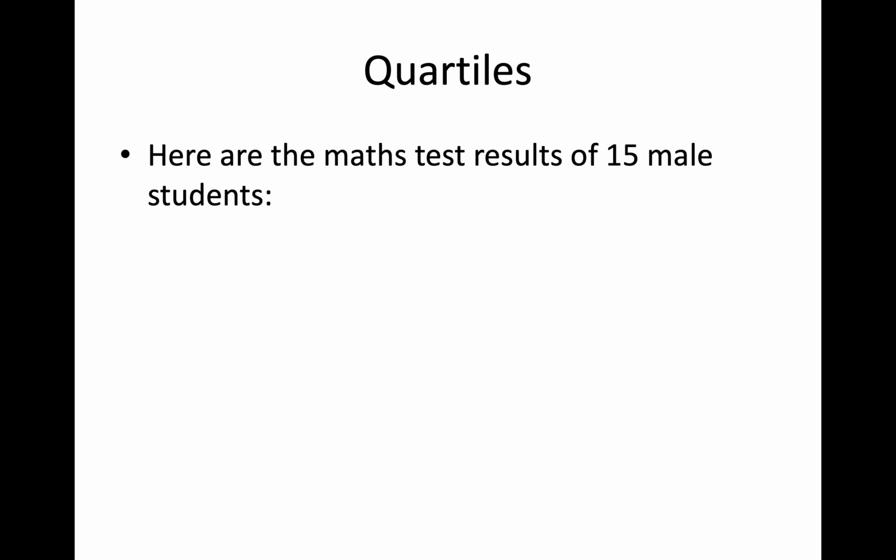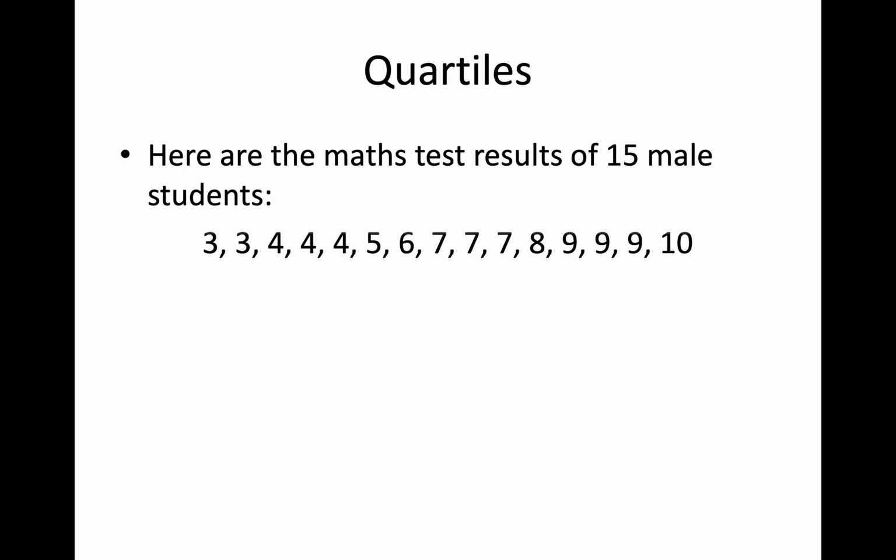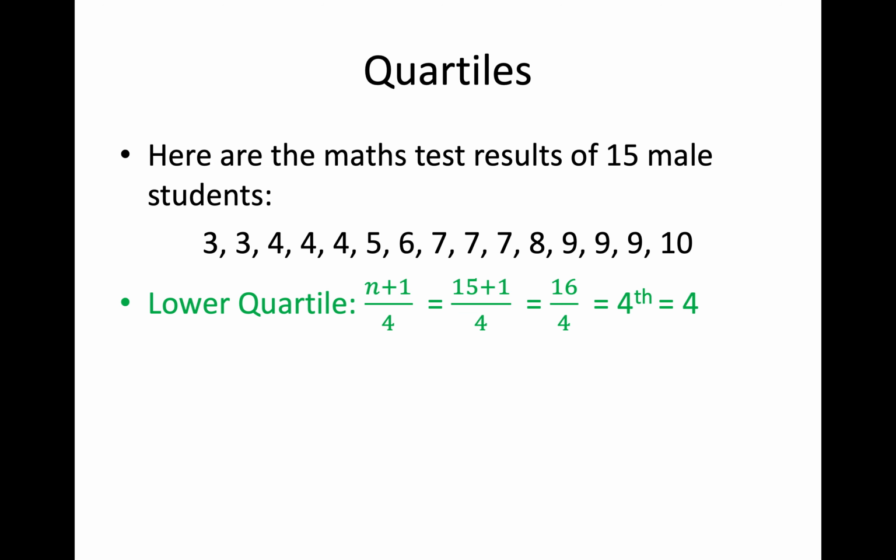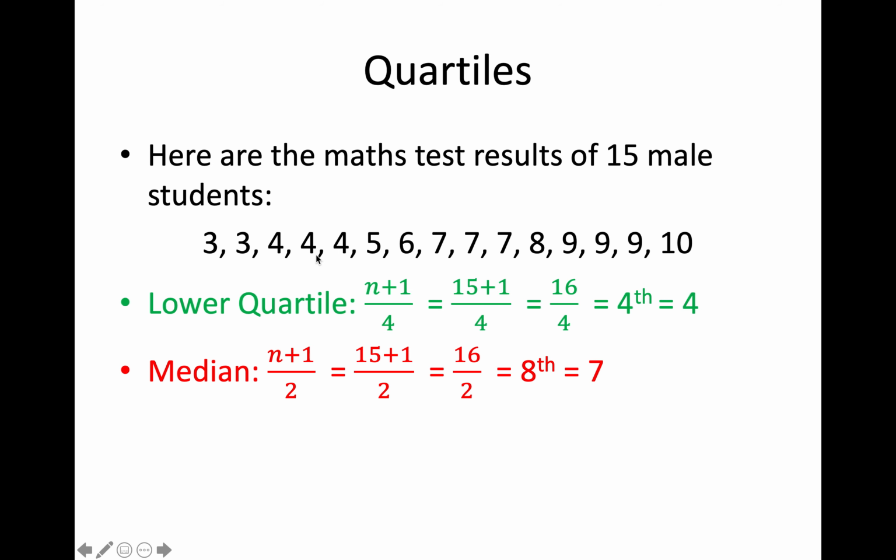So let's look at some questions. 15 male students do a maths test. Here are the results, and we want to find out what the lower quartile, upper quartile and median are. So the lower quartile, a bit like the median, you add 1 and divide by 2. You do the same for all these quartiles. There are 15 students, so add 1 is 16. For the lower quartile, you divide that by 4, so you're looking for the 4th value along, which is 4. And for the median, you've got your 16 because it's n plus 1, so it's 16 divided by 2, the 8th value along, 7.